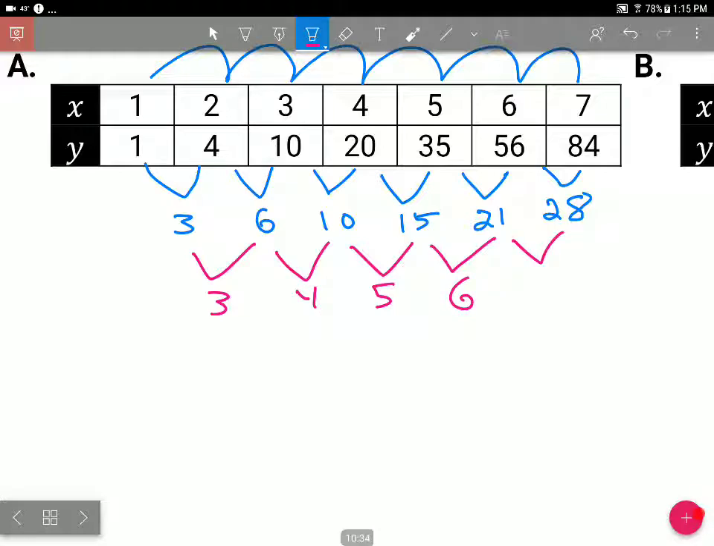28 minus 21? Okay. Are those ones the same? No, they're not. I mean, there's a pattern to it, yes, but are they identical? No. So this is not what? Quadratic. It is not a quadratic.